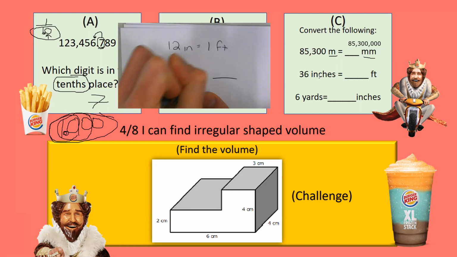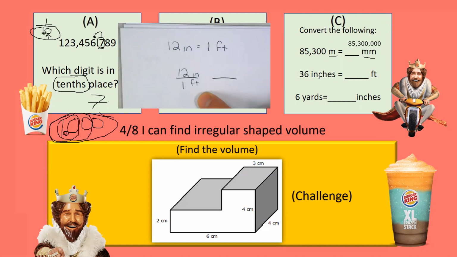We know inches to feet. So how do you know what to put on top? It doesn't matter. You could put feet to inches or inches to feet. We know the relationship is 12 to 1. And then if I go over here, I want to go like this. 12 inches equals 1 foot.